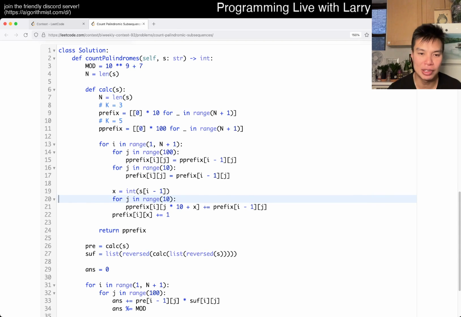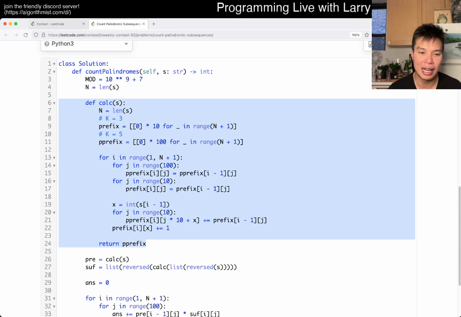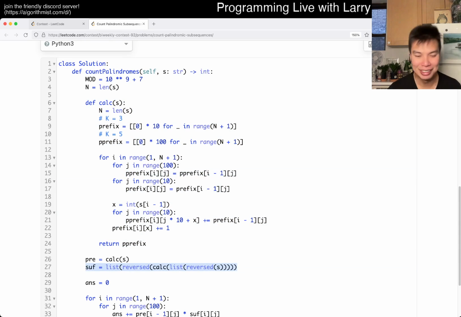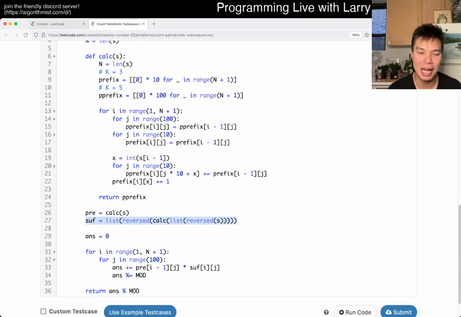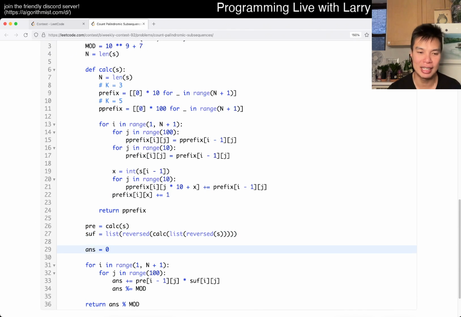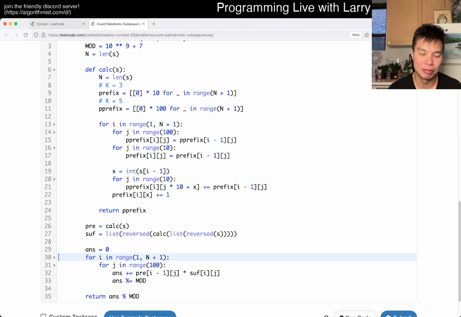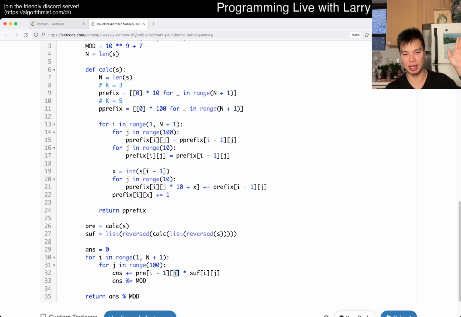So I wrote this as a function so that I can also calculate the suffix in an ugly but still working kind of way. And then as we said, when we have the answer for each index, we just look at the number of prefixes and the number of suffixes, and you multiply them together because that's the number of possibilities you can choose from, and then you mod them afterwards, and that's pretty much it.